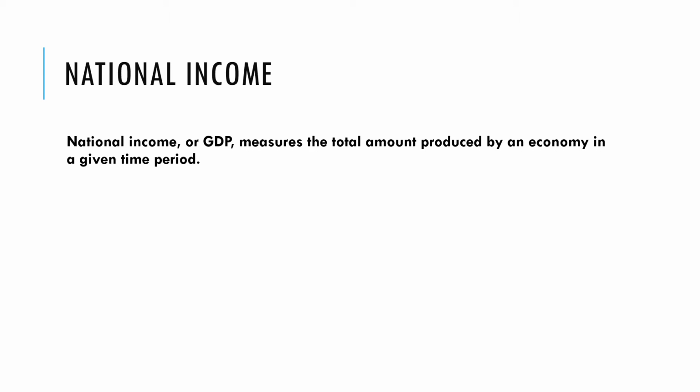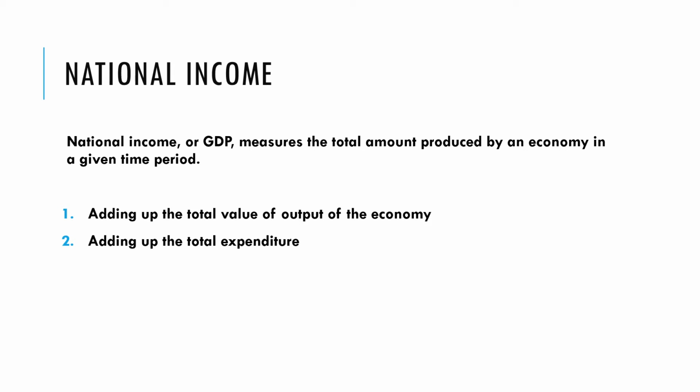So let's start off. We're going to talk about the circular flow of income, and to do that we'll be making reference to this concept of national income. Now, national income measures the total amount produced by an economy in a given time period, so a very similar concept to GDP. And there are three ways in which we can talk about national income. The one that's similar to GDP, adding up the total value of output in the economy. But we can also measure it by looking at how much has been spent in the economy. If we know how much has been spent in total on goods and services, that's going to equate to the value of goods and services that have been produced.